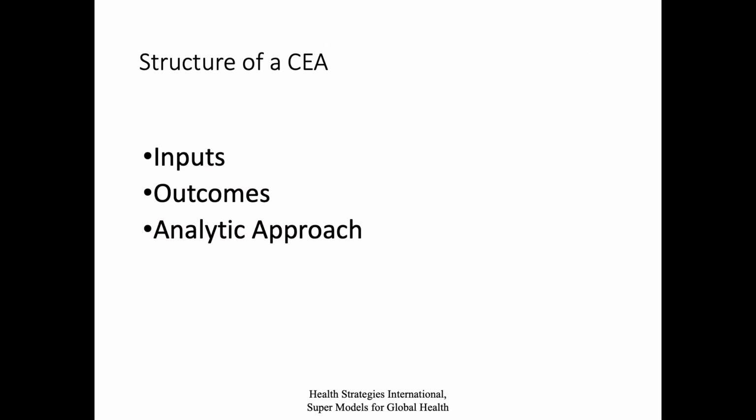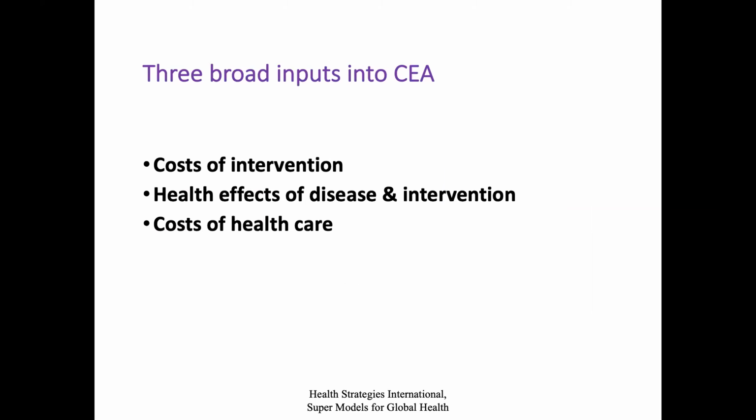So how do we structure a CEA? We have three major elements. This is one way to think about it. We have inputs, outcomes of the model, and an analytic approach. So the three broad inputs into CEA are the costs of the intervention, the health effects of the disease and of the intervention, and the costs of healthcare. These are the things you need to know. What does it cost to intervene? What are the health effects of disease, and how did the intervention affect that? And what are the costs of healthcare?